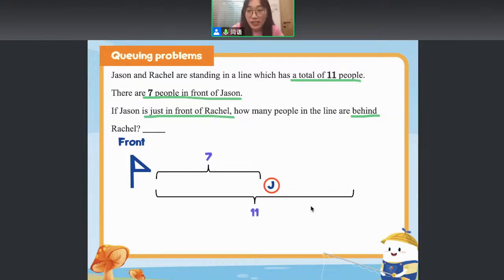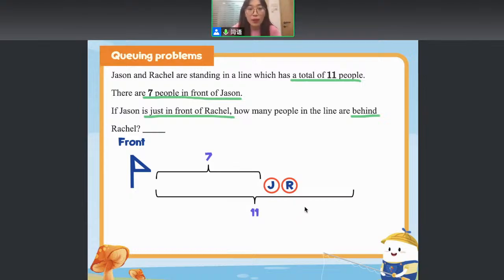And then where is Rachel? Look, Jason is just in front of Rachel. So where is Rachel? On the left or on the right? Left or right? Right side, right? So that is why I asked you to label where the front is at the very beginning. At the beginning we must mark which side is the front, because now you know Jason is in front of Rachel, so is Jason on the left or right? Is Rachel on the left or right? Right? Yes, right. Okay.